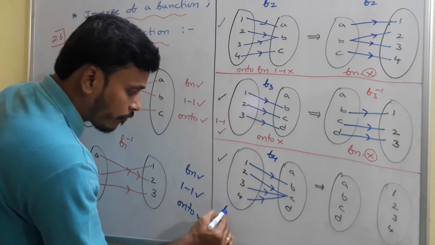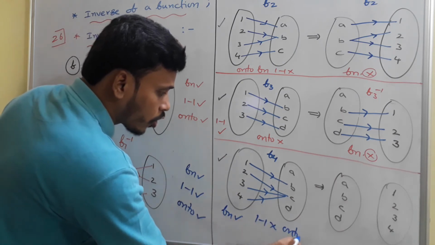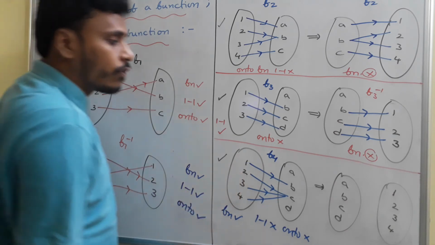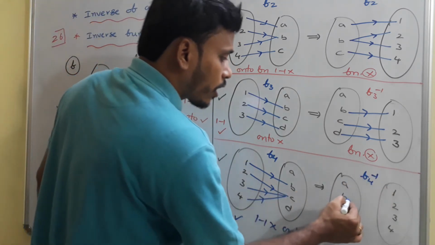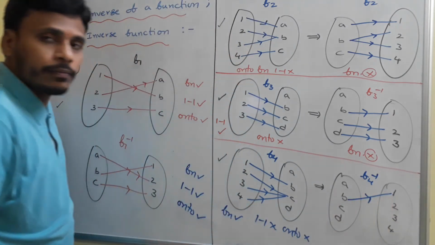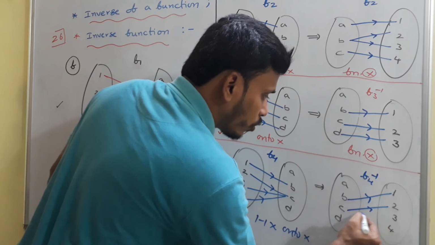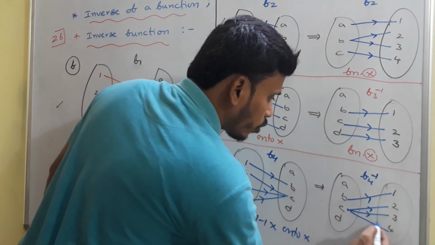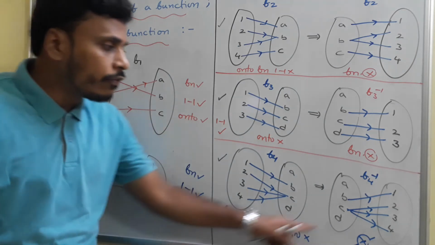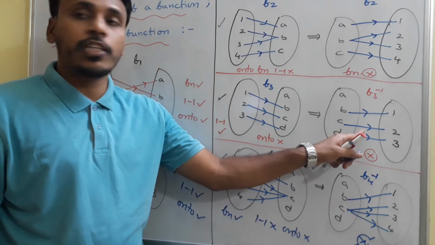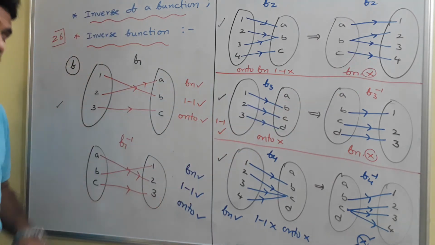So this is a function. Very clear. Is it 1-1? No. This is not onto. So what is its inverse? When coming to the f4 inverse, since 1 is connected to b, we need to relate b to 1. Since 2, 3, 4 are connected to c, we need to connect c to 3, c to 2, c to 4, and clearly it is not a function again. So the inverse is not a function here, and here, and here, but the inverse is a function here.